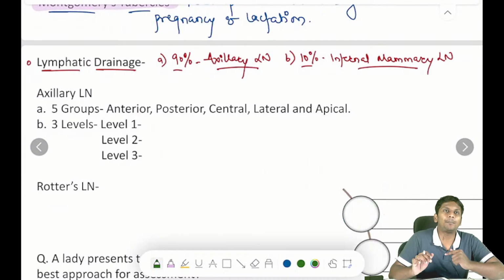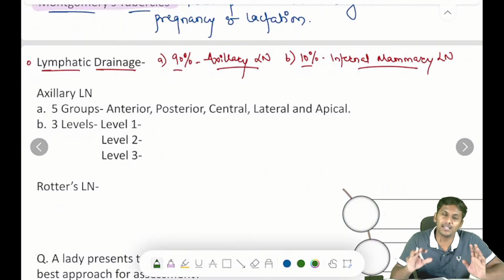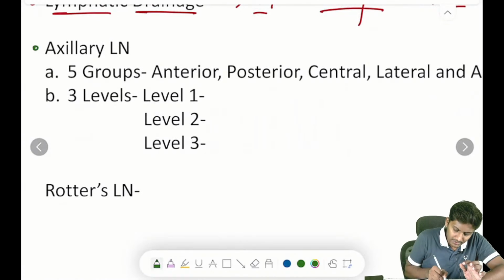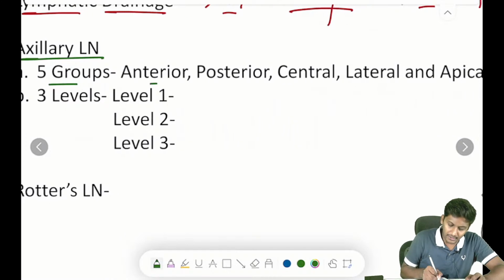One will be the apical group, second the anterior group, third the posterior group, fourth the central group, and fifth the lateral group. Please remember these axillary lymph nodes are anatomically divided into 5 groups: the anterior, posterior, central, lateral, and apical group.